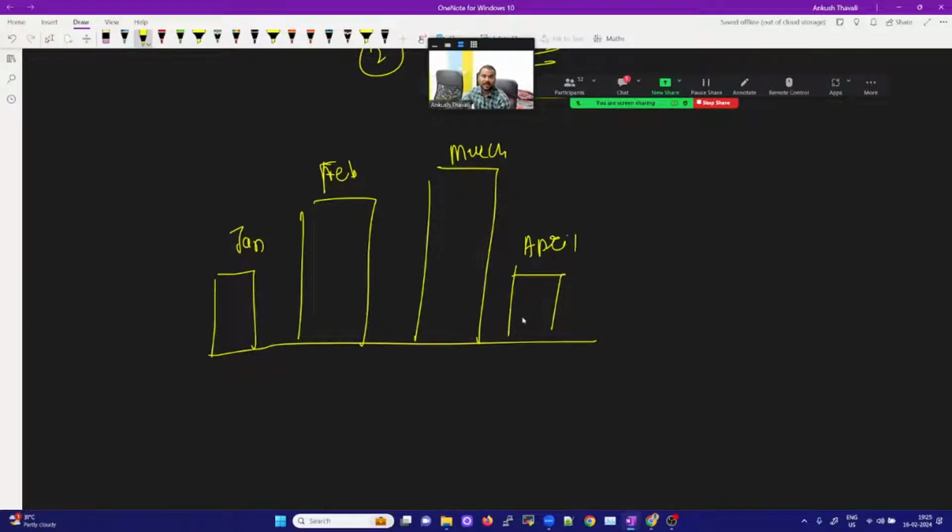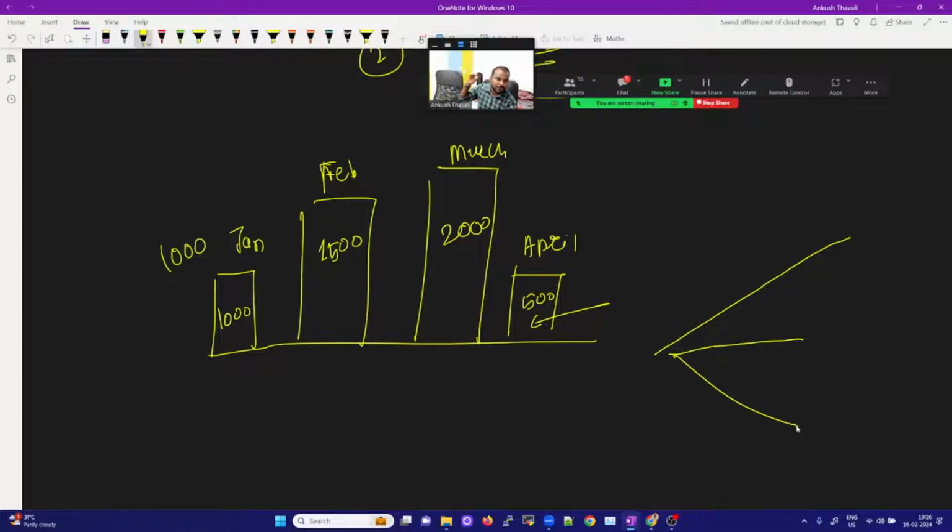When I see this graph, I can see that here 1000 people hit my website, here 1500 people, here 2000 people, and here maybe 500 people registered on learnomate.org. As a client, I see fewer people in my April month. Usually we want the business to be increasing, so it should be like this, or at least like this. It should not be going down, right?